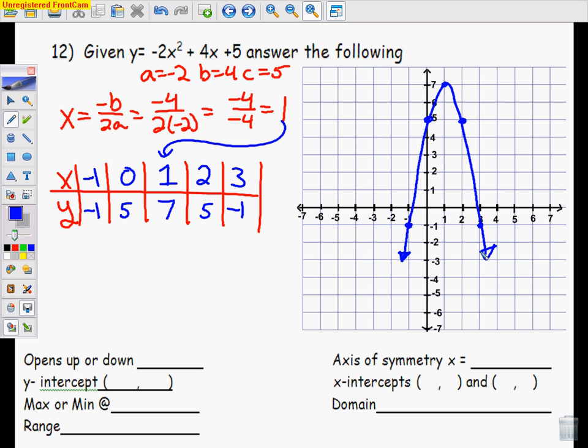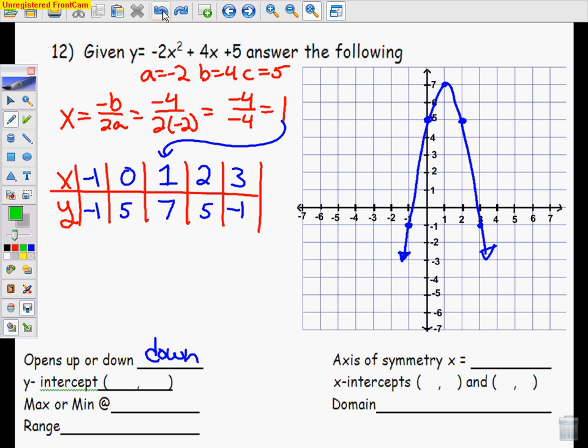Now, there's some questions that go along with this. So the question that we first want to ask or answer is, does this parabola open up or down? Well, this parabola opens down. And a parabola will always open down if the value of a is negative. We know a is negative 2, so therefore the parabola opens down. Anytime a is negative, the parabola opens down.